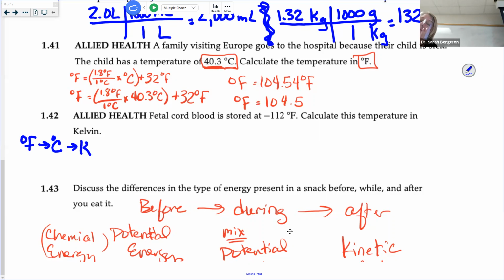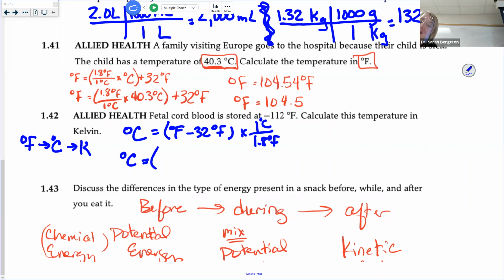Okay, so let's do the first one. Let's do Fahrenheit to Kelvin. Which formula do I want to use? If you're looking on your sheet, is it the top one or the bottom one? I want the bottom one because it gives me degrees Celsius, right? Degrees Celsius equals, and I'm going to do all the math, degrees Fahrenheit minus 32 times 1 over 1.8, right? So plug in degrees Fahrenheit, that's negative 112 minus 32.